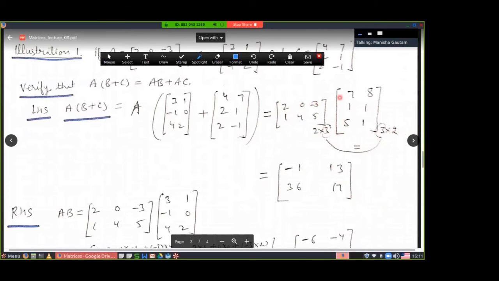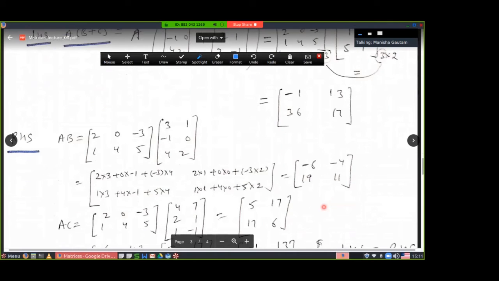Taking first row, first column, you will get the first element, minus 1. First row, second column, you will get the second element. And second row, first column, you will get the first element of the second row. Second row, second column, you will get the second element of the second row. This is the left hand side simplification. Now you have to simplify the right hand side.